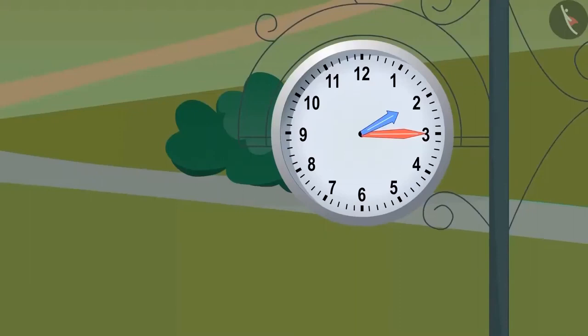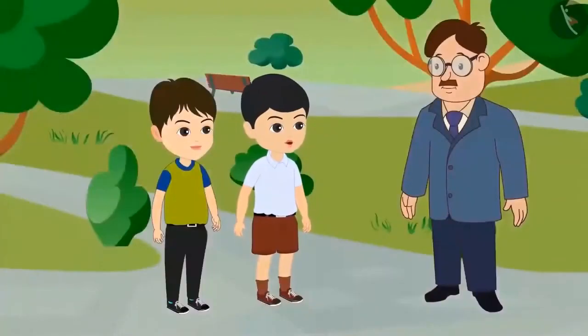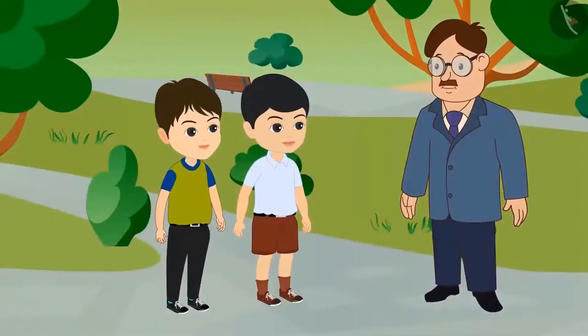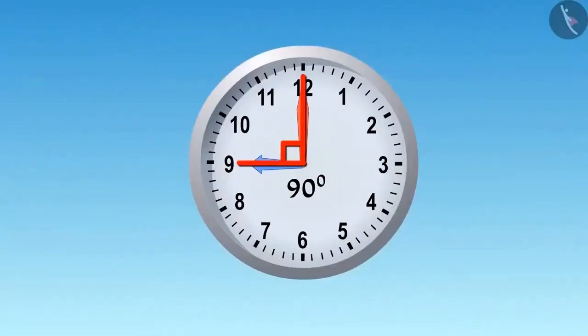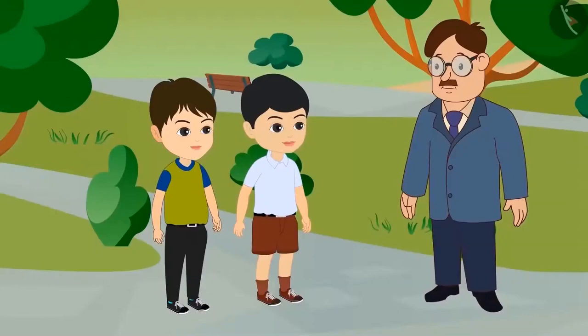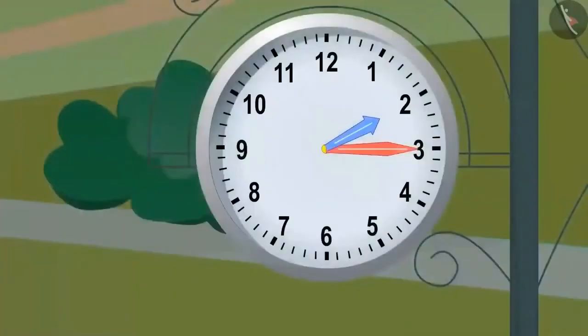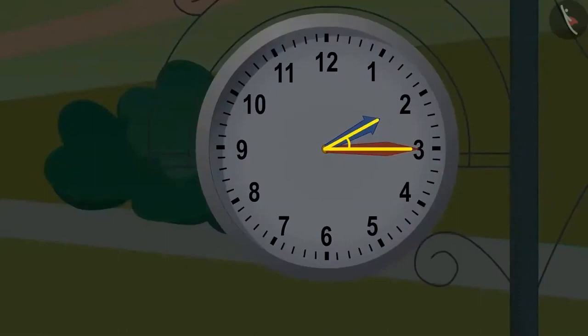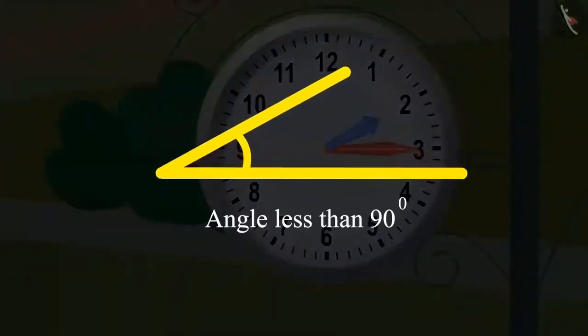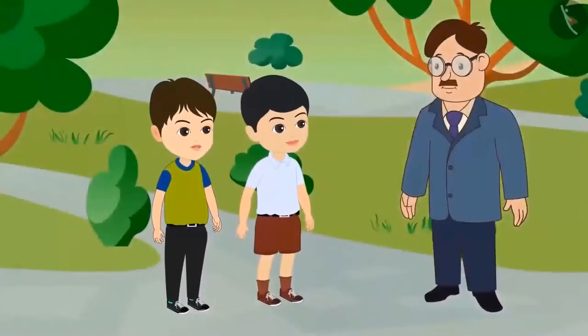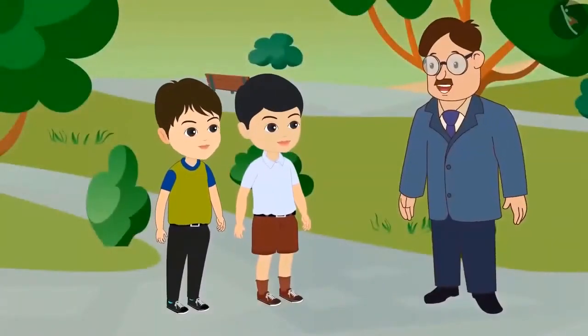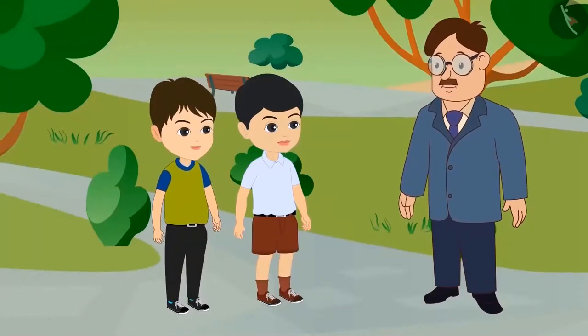Yes, I think he is looking at the big clock over there. Look, Golu, this is a very big clock. Do you remember what we have learned about the angles formed in the clock? Yes. Now the time is 2:15. And if we look at the hands of the clock, we can see that they are making an angle less than 90 degrees. Is that correct, uncle? Yes, you are absolutely correct, Bholu.